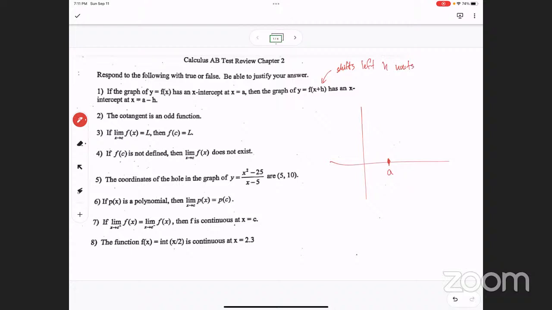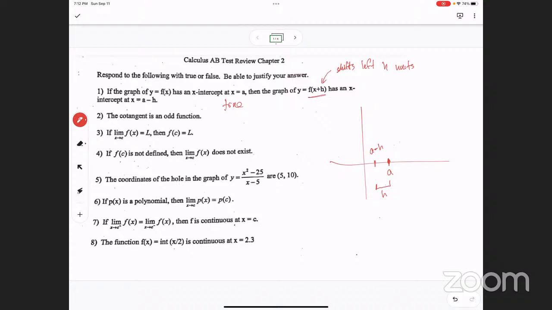Okay. Has an x-intercept of x equals a minus h. So yeah, it shifts left h units. This value would be a minus h. So I would say that that's true. All right. Because it's shifting, right? This is just a shift left h units.